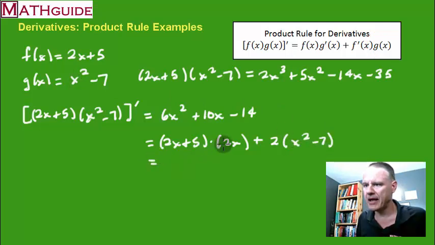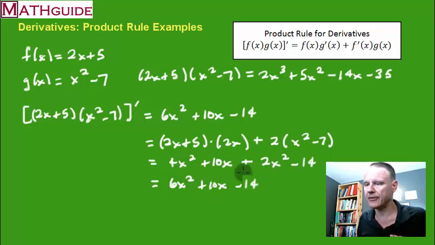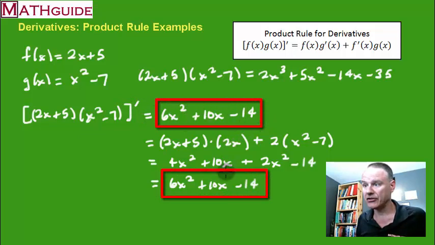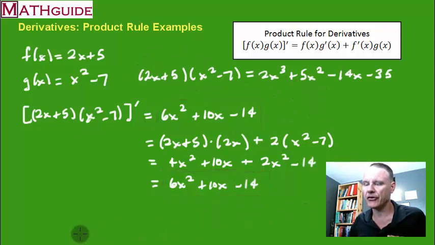All right, let's do a little math. If I do the distributive property here, I get 4x squared plus 10x. Do the distributive property here, I get 2x squared minus 14. All right, so let's see. Going to combine some like terms. I get 6x squared plus 10x minus 14. So there you go. I got the same answer that I would have gotten if I just multiplied them together and took the derivative. So that's not a proof.